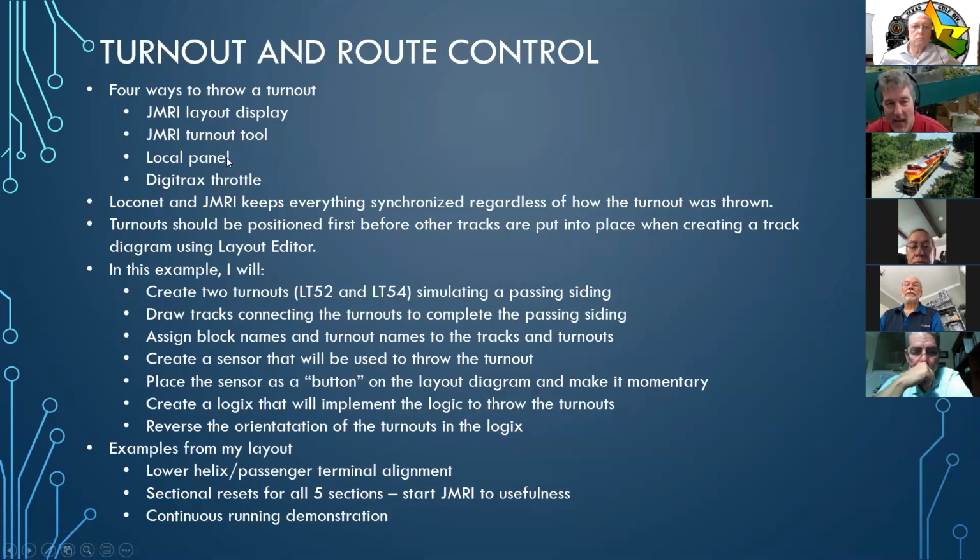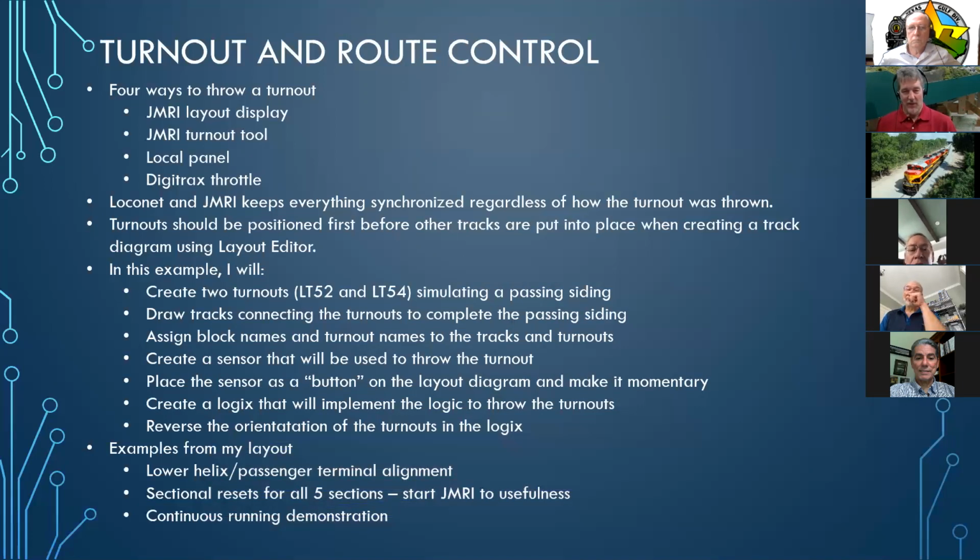I also have the local panel. I mentioned earlier I have some momentary push buttons on the local panel. 54 is such an important turnout that there's actually a couple of toggles around the room that you can throw manually. So if you're in the room and you need to throw that turnout, you can just click it and it throws. And then of course on the Digitrax throttle itself, my DT402, I can throw it. And the important part is the next bullet: LocalNet and JMRI keep everything synchronized regardless of how the turnout was thrown. Regardless of how you throw it, JMRI knows about it, Digitrax knows about it, and everything gets synchronized and the states are all remembered properly.